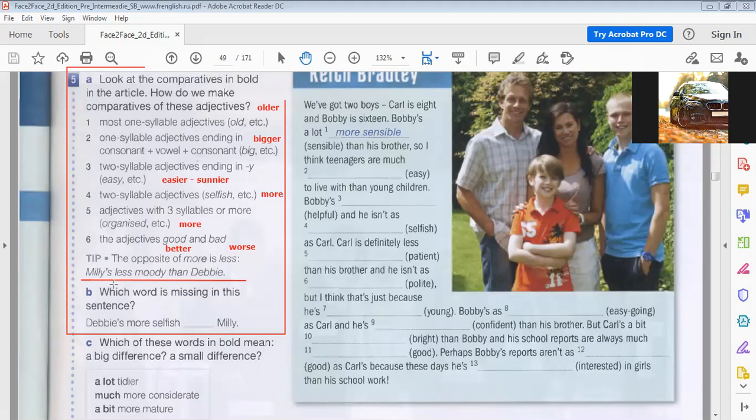All right, now what about part B here? Which word is missing? What's missing here? Than. That's correct. Yes. So here we have to use than in comparatives, right? So Debbie's more selfish than Millie. That's right. Very good.